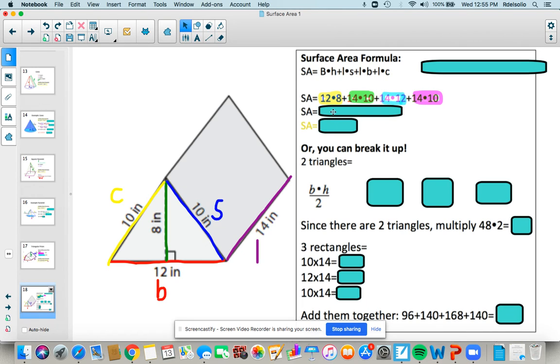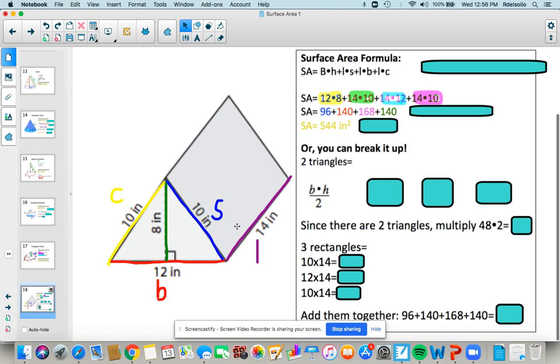Okay, so we have 12 times 8 is 96, plus 14 times 10 is 140, plus 14 times 12 is 168, plus 14 times 10 is 140. Now add those together: 96 plus 140 plus 168 plus 140 is 544 inches squared. So the surface area of this triangular prism is 544 inches squared. So that's one way you could do it, by using that formula, or you can break it up.